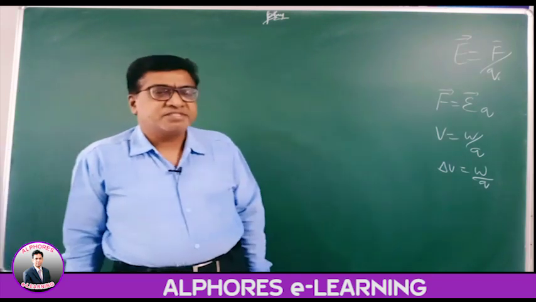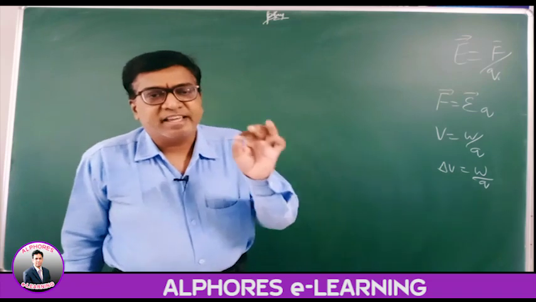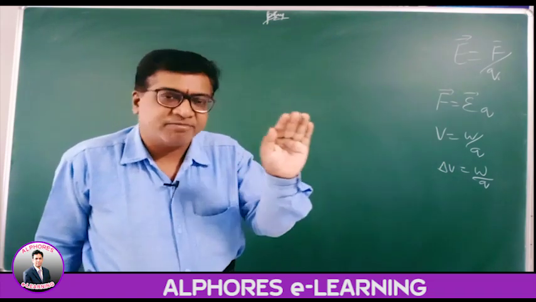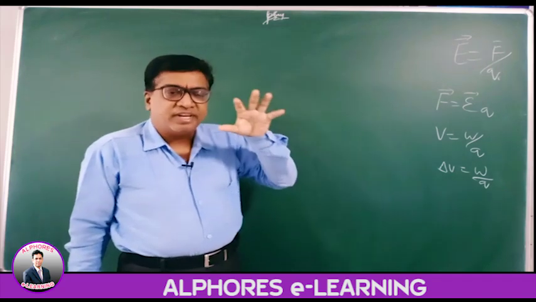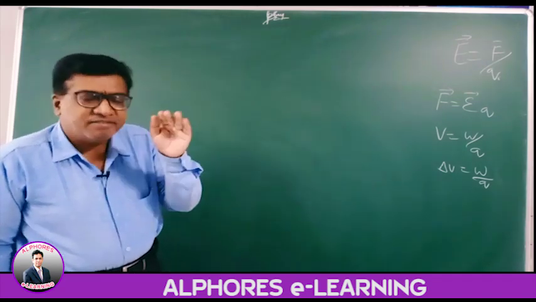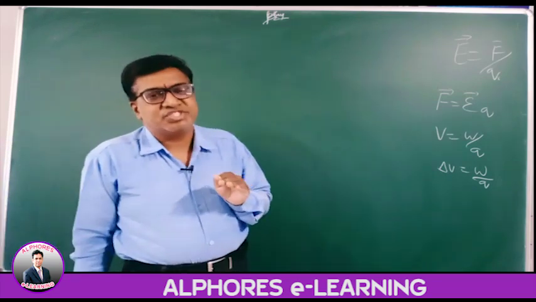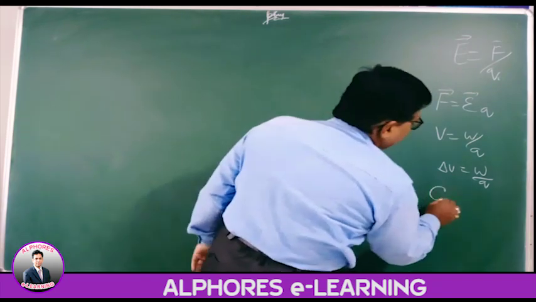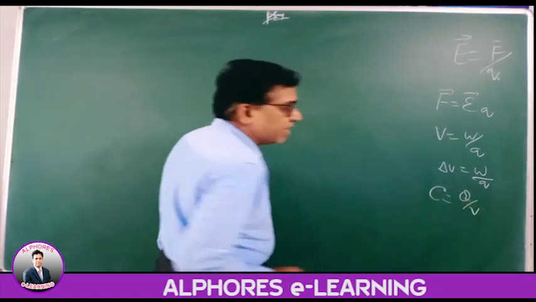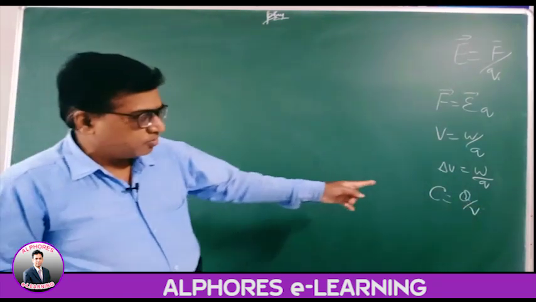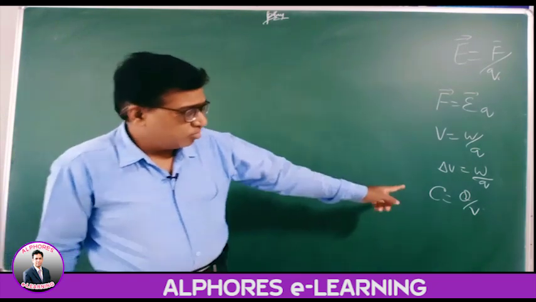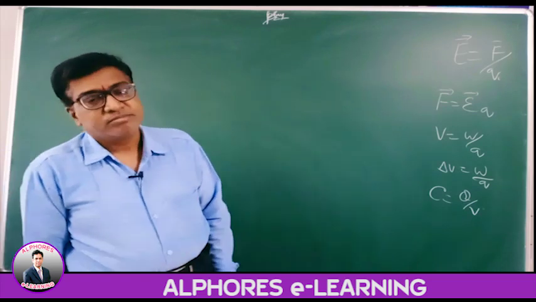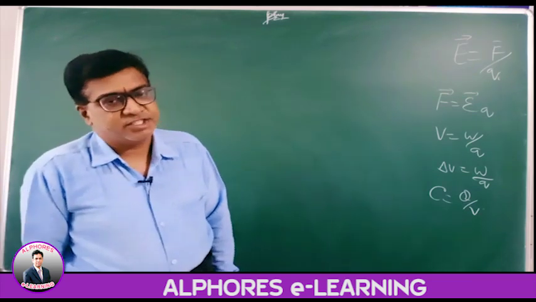Then we started with the capacitor. A capacitor is an electrical device which is used to store electrical potential energy in the form of charge. We store this energy by storing charge in it. The capacity of a capacitor, C, is equal to Q by V. The amount of charge stored per unit potential, Q by V, is called capacity.